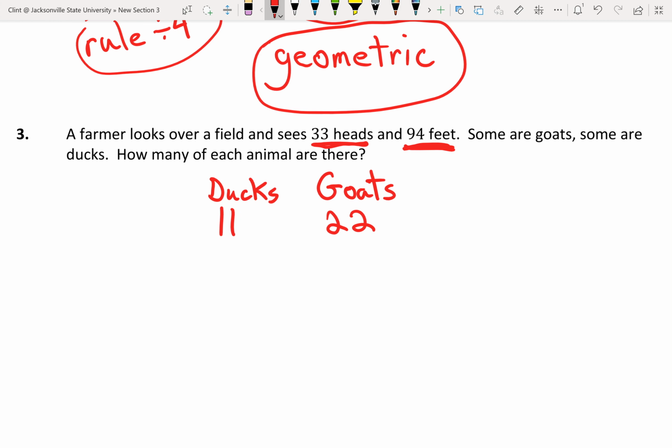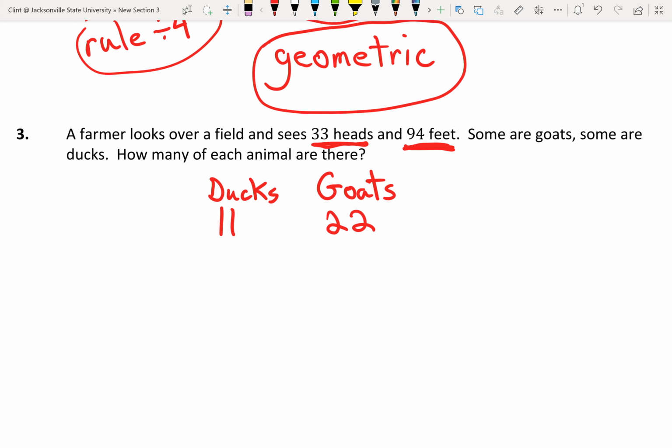So then if we have 11 ducks, that means we've got 22 feet here. And if we've got 22 goats, that means we would have 88 feet there. And that's going to be too much, right? Let's see. 22 plus 88 gives us 110. So we've got too many feet. So to reduce that, I'm going to change some of my goats to ducks.